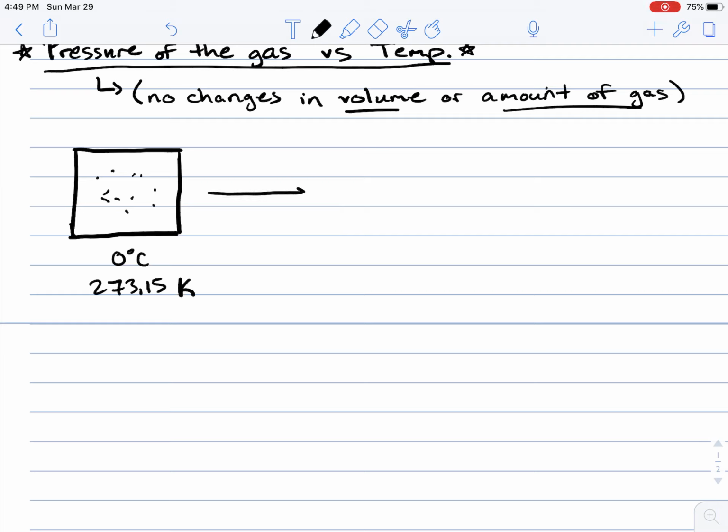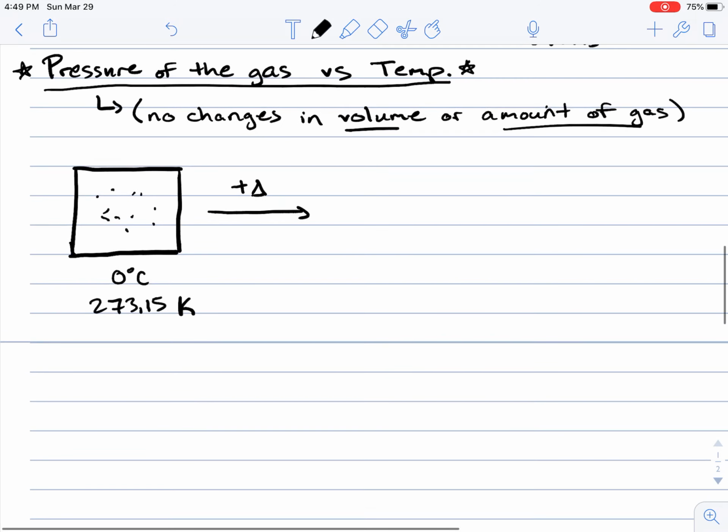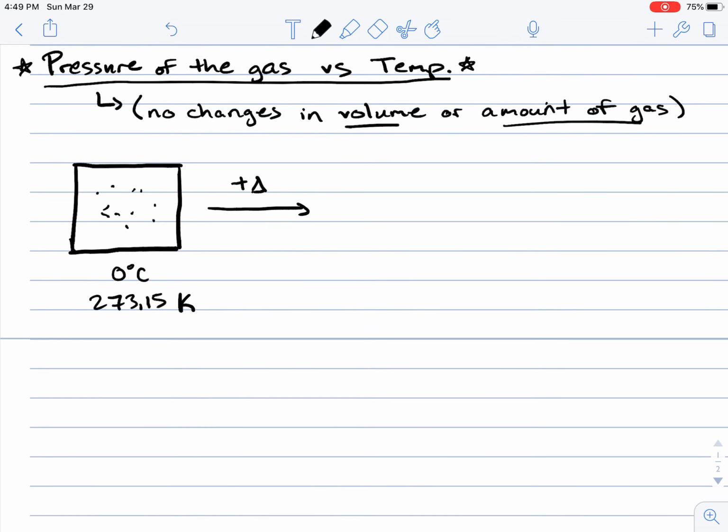Now, if we increase the temperature of the system, so we're going to add heat. So once again, that triangle over the arrow sign is going to represent heat in chemistry. What we're doing is we're adding kinetic energy to the system. And so these gas molecules, when we add heat, is going to allow them to increase their kinetic energy.